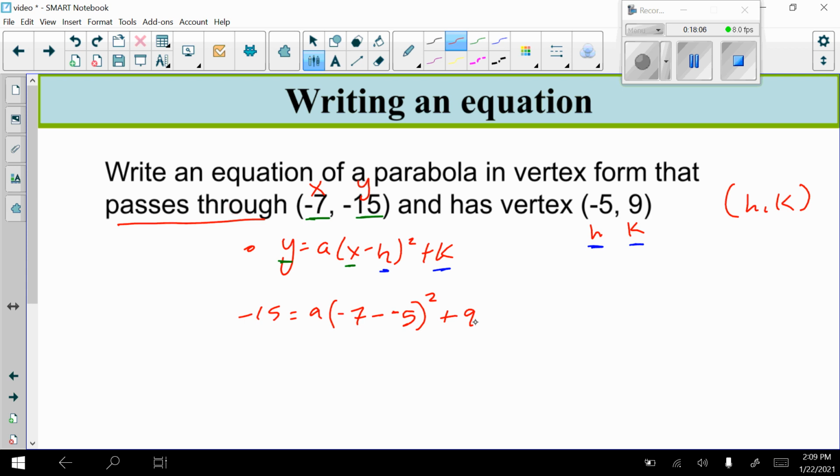All right, so maybe you noticed, oh my gosh, Mr. Smith, I still don't know what a is. That's okay. We can go solve for a because we have everything else in our equation accounted for. So let's solve this equation for a now.